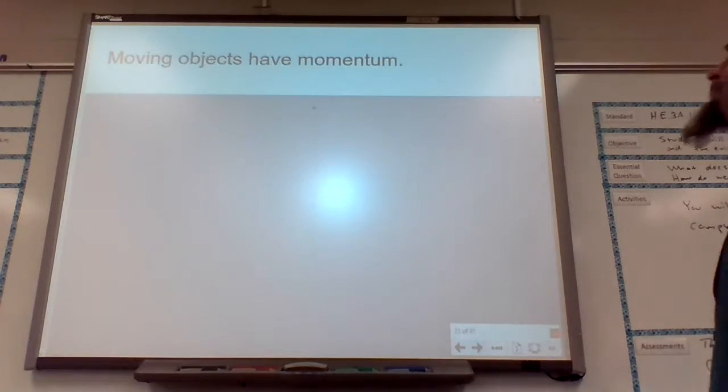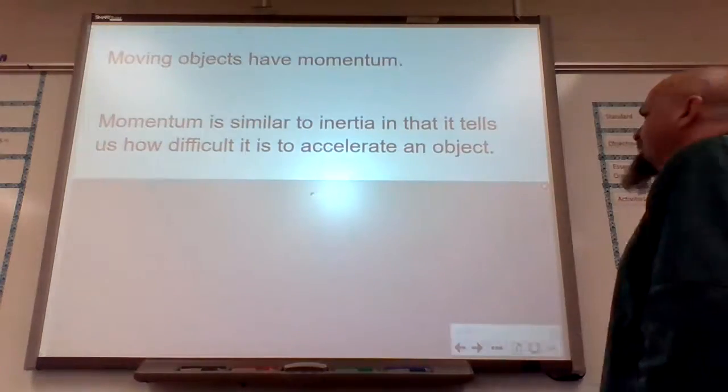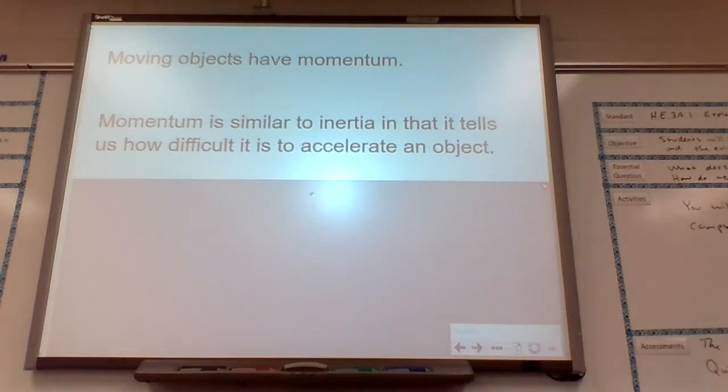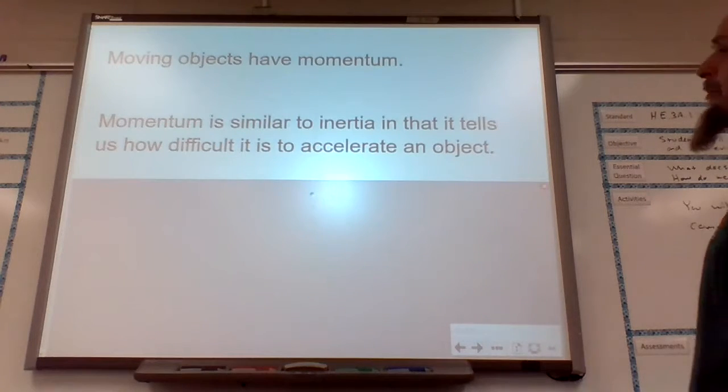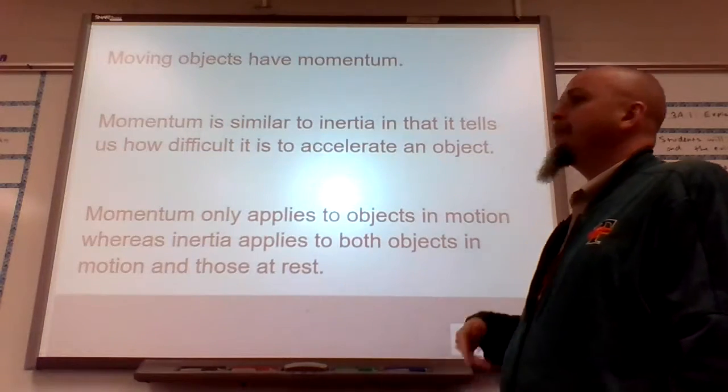Momentum is very similar. It also tells us how difficult it is to change the motion of an object. It tells us how difficult it is to accelerate an object, to speed it up, to slow it down, to turn it. Key difference is that inertia applies to everything. All objects have inertia, whether they're moving or not. Momentum only applies to a moving object. Only moving objects have momentum.